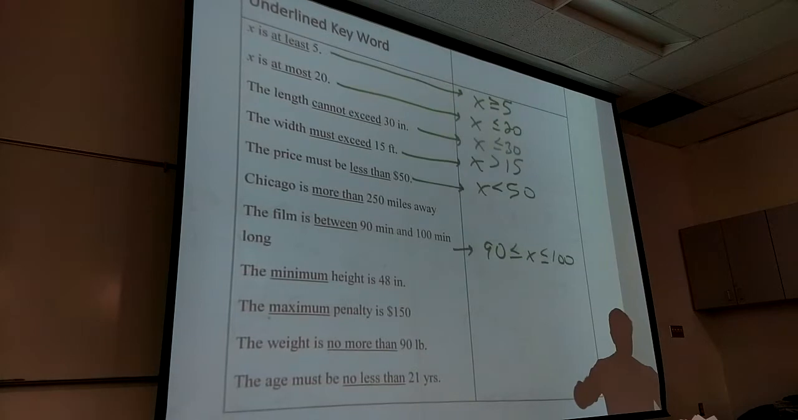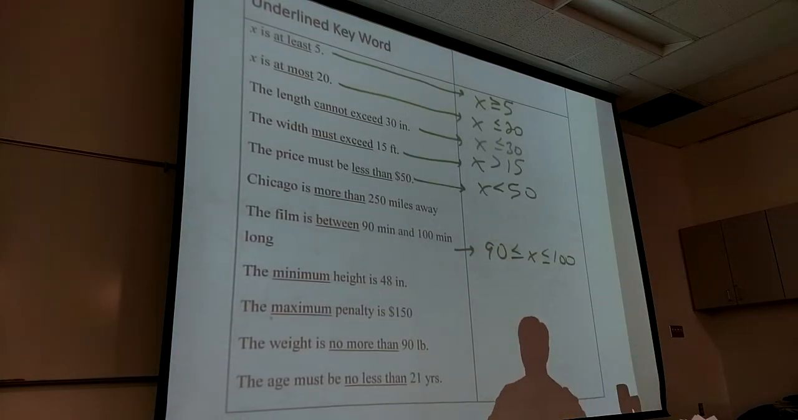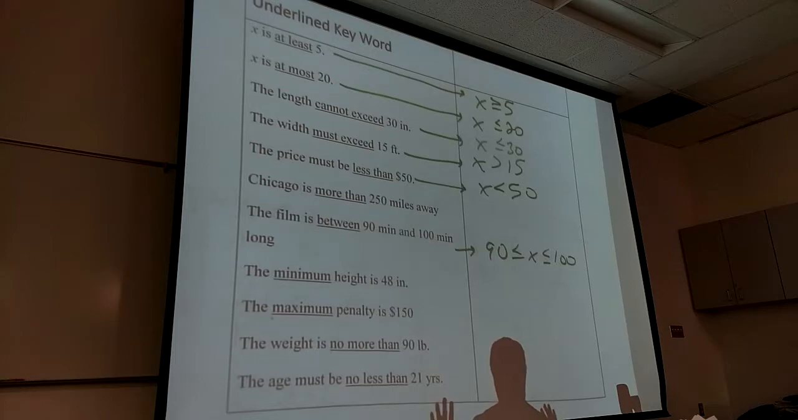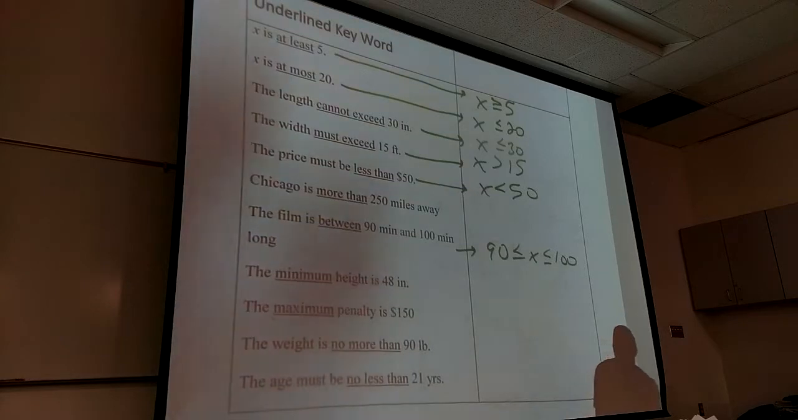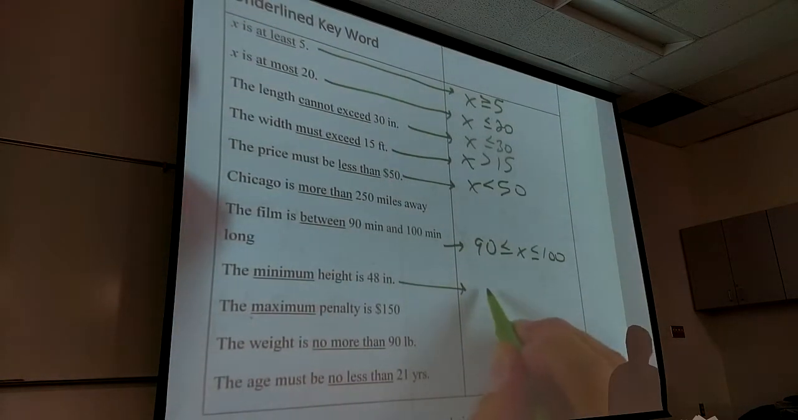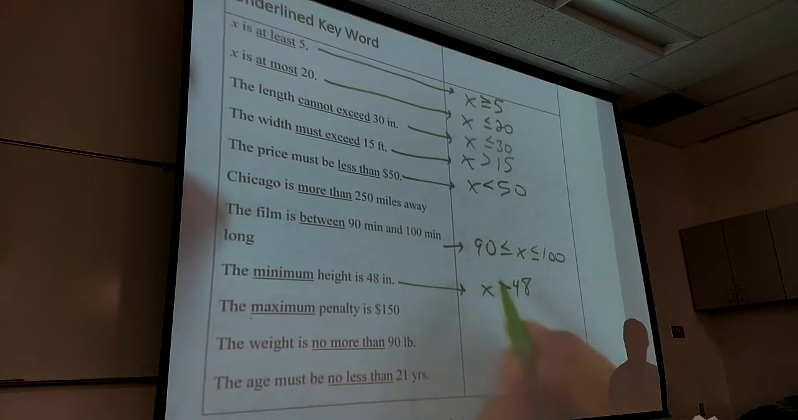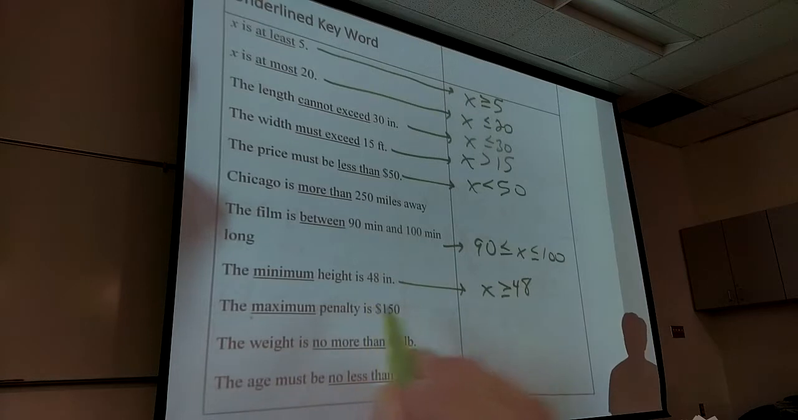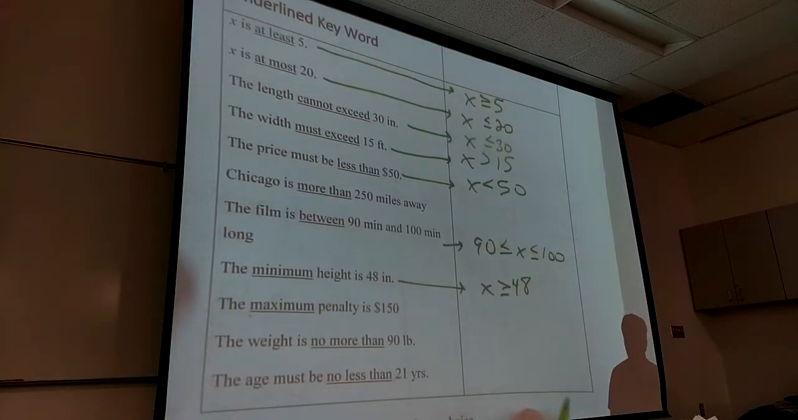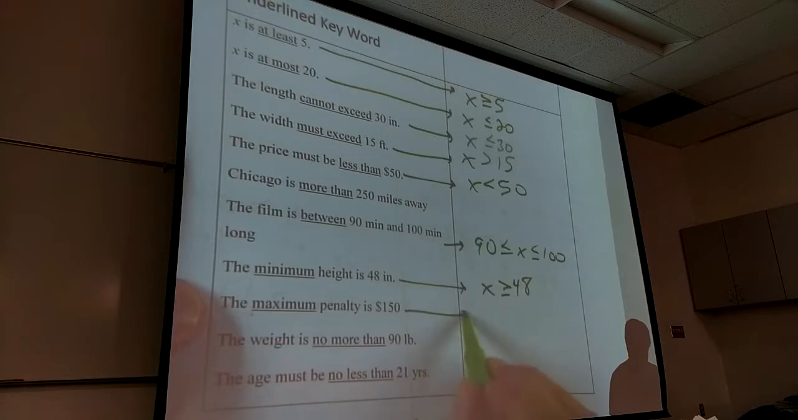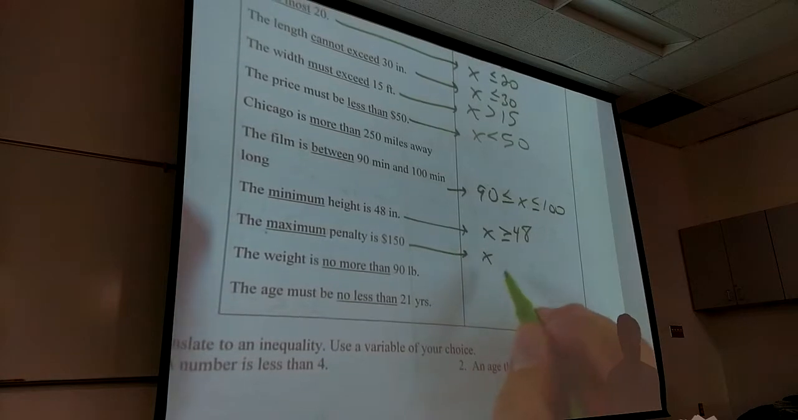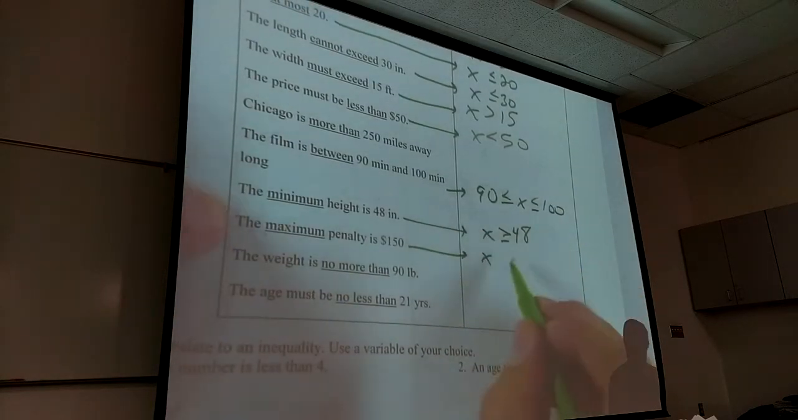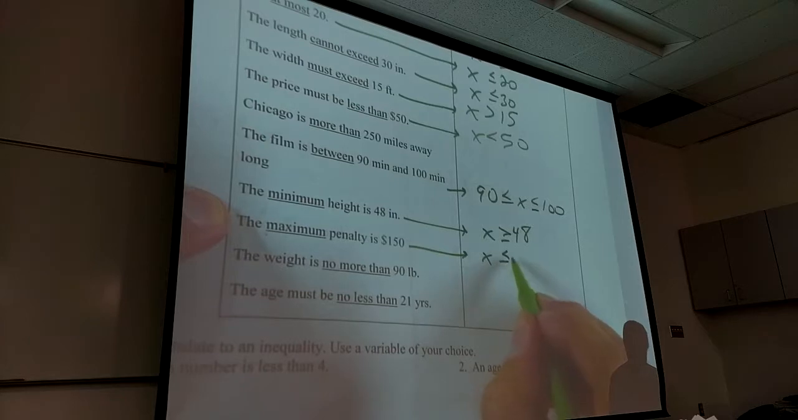All right, guys? It's always a question of which way does the sign go, and is there an equal to bar or not? That's all translation problems. Minimum height is 48 inches. Is it greater than 48? Greater than or equal to. You're allowed to be 48 and still get in. Maximum penalty, 150. Maximum penalty is 150, so it's going to be less than or equal to. There you go.